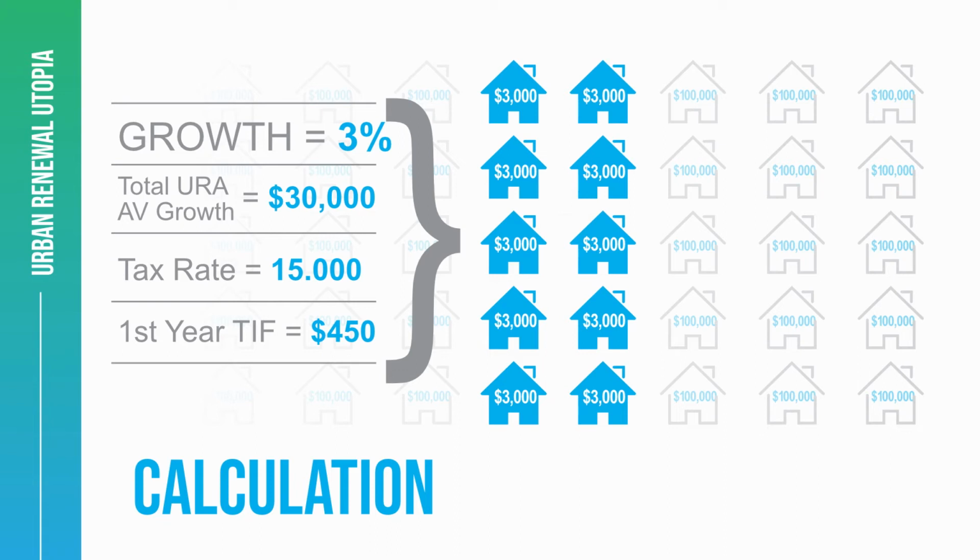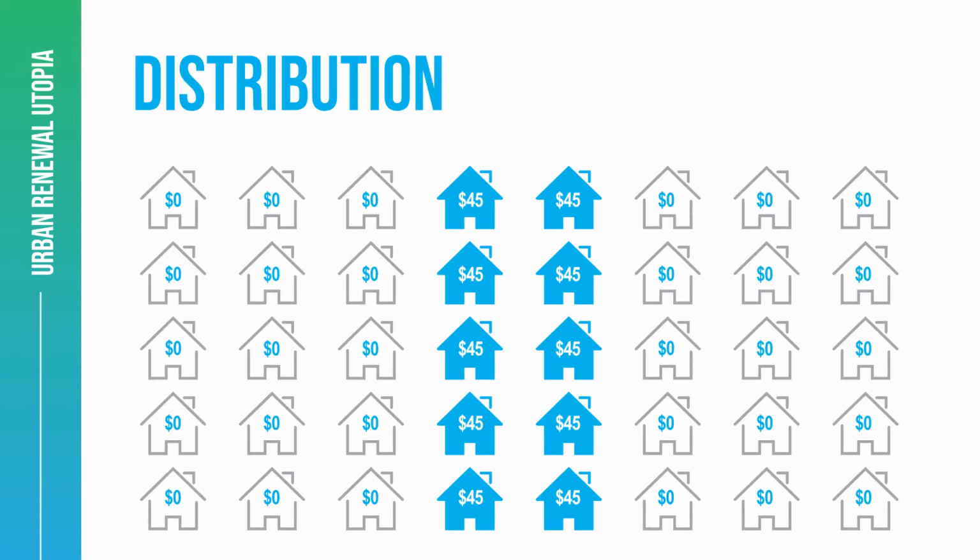This $30,000 will be taxed at a rate of $15 per $1,000 of assessed value. As such, the first year of tax increment finance revenues, or property tax revenues for the Urban Renewal Agency, will be $450.